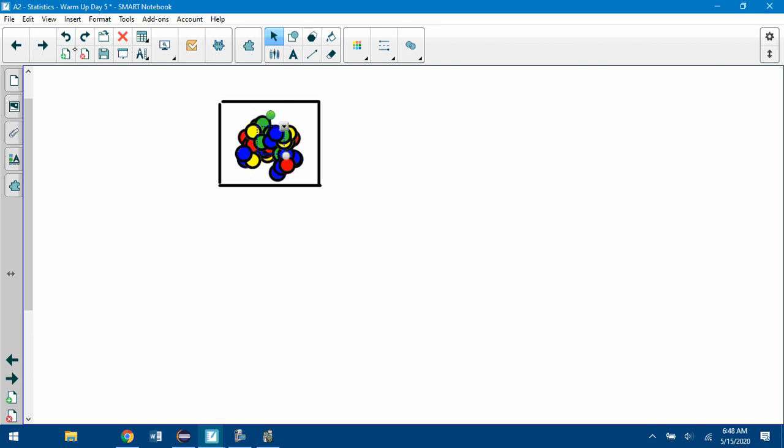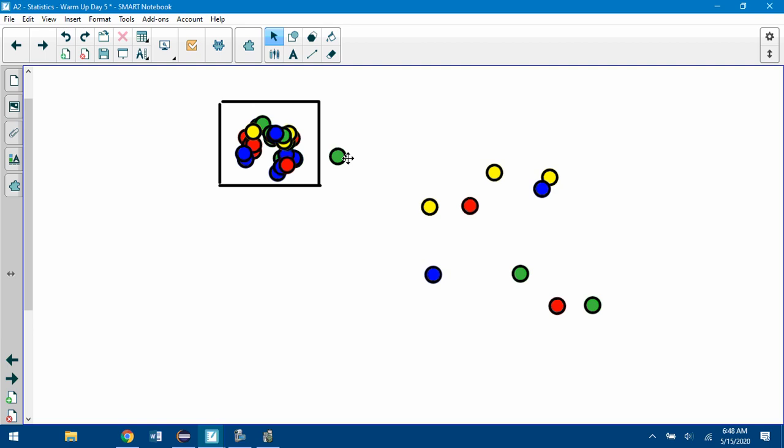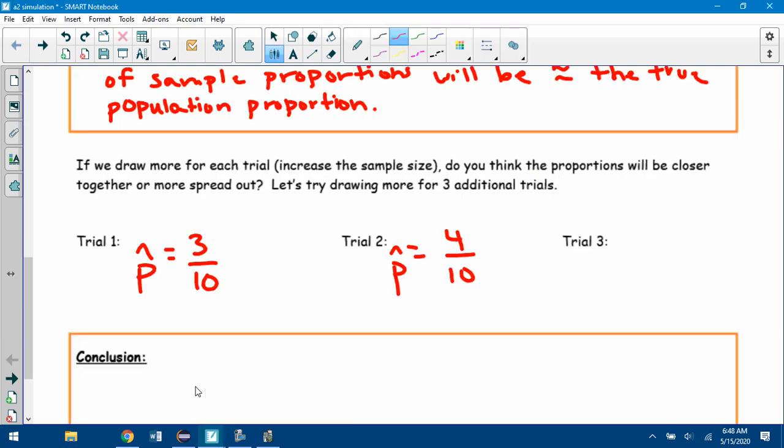And we'll do one more trial. 1, 2, 3, 4, 5, 6, 7, 8, 9, 10. That was 9. What did we get there? 2 out of 10. Okay, so what am I going to get if I average these? Well, hopefully you can tell.